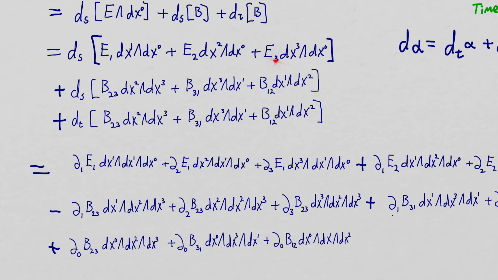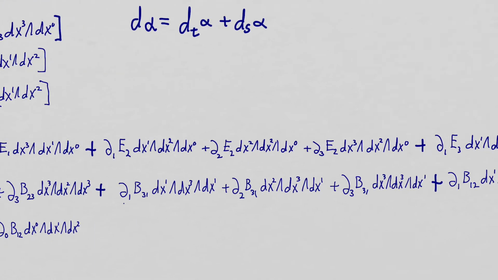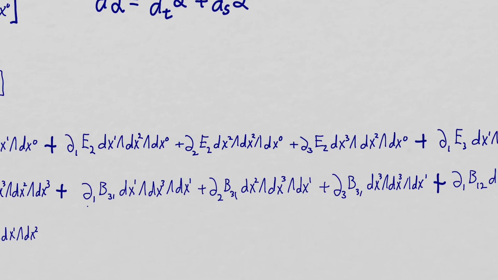And then the second term and the third term are similar. It's kind of tedious, but here's the second term, where the only difference really is we're changing to E2, and this becomes dx2 wedge dx0, with dx3, dx2, dx1 wedged in.